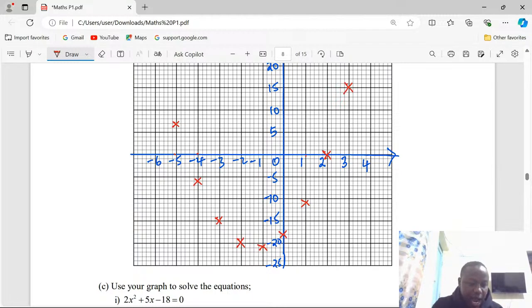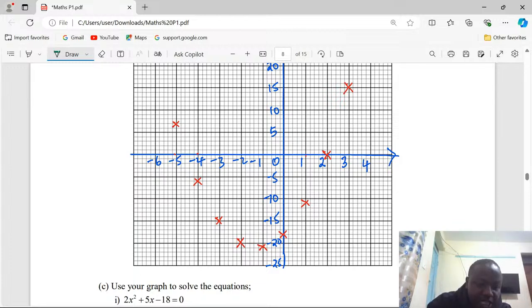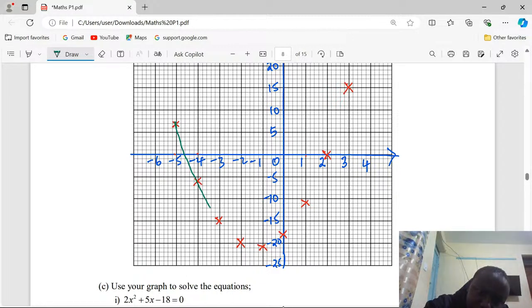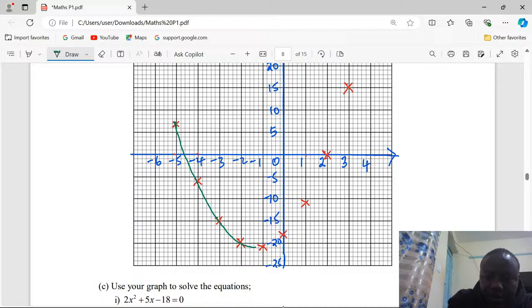Allow me to use a different color again for the curve. Let me come with green. So with green now, I'm going to do the curve. Remember, a curve is supposed to be smooth and continuous. This is the curve. It's supposed to be smooth and continuous.